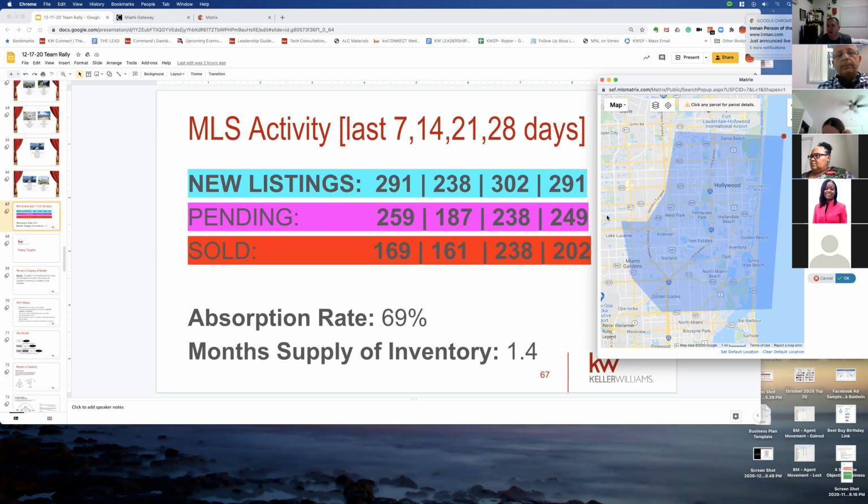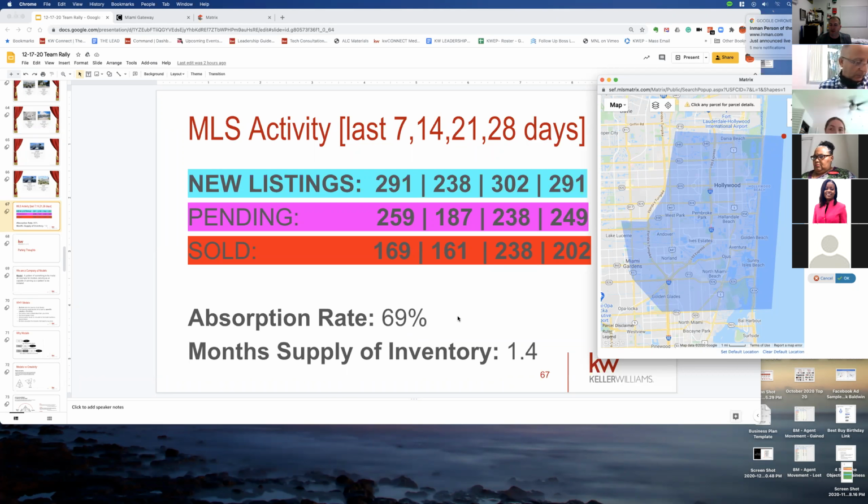So 291 divided by 202 gives you 1.4, which is how many months supply of inventory we have. Now, a balanced market, which means that prices aren't necessarily going up and they're not necessarily going down. They may go up a little, they may go down a little, but we're balanced.